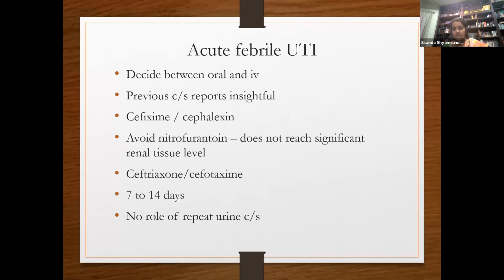Avoid nitrofurantoin. Acute cystitis we give nitrofurantoin, but acute febrile UTI where you are thinking of pyelonephritis, nitrofurantoin does not reach significant concentration in the renal tissue, so you avoid the drug. If admitted, you give ceftriaxone or cefotaxime. All this is for a period of 7 to 14 days.